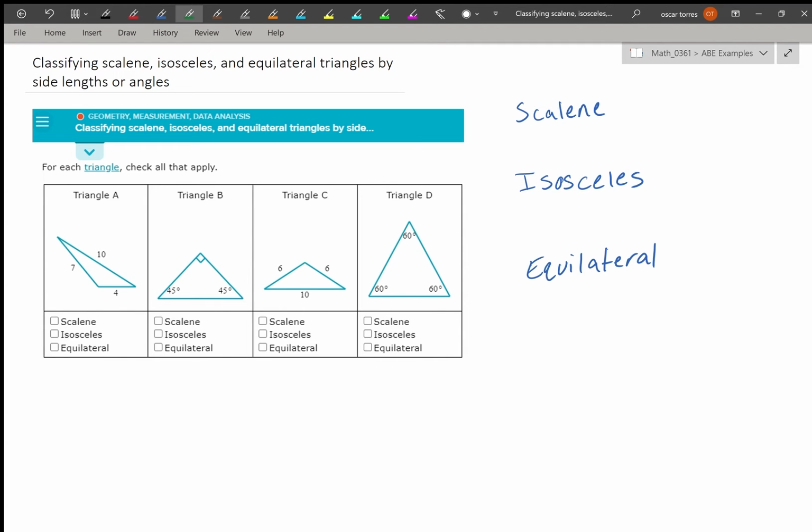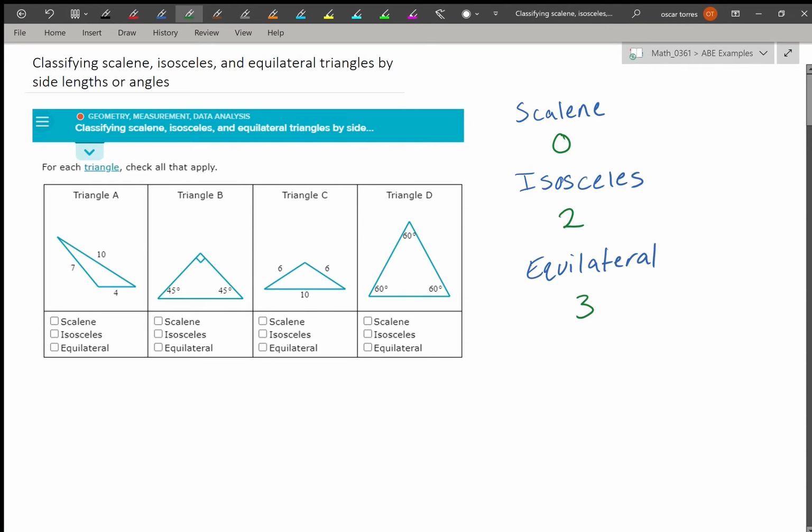When we're classifying a triangle, we can classify them by their sides or by their numbers of angles. If none of the sides are the same, we classify that triangle as a scalene triangle. If two of the sides are the same, or if two of the angles are the same, we call that an isosceles triangle. And if all three sides or all three angles are the same, then we refer to it as an equilateral triangle.